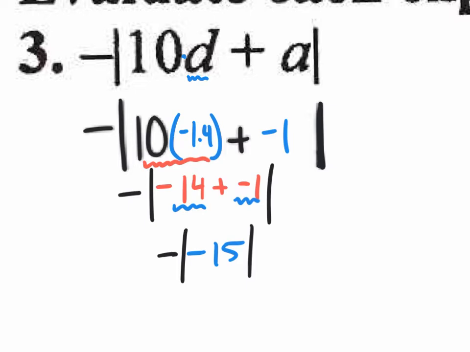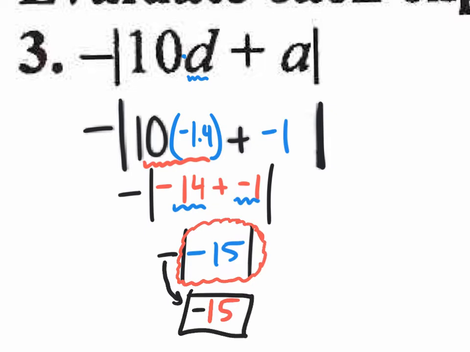Please do not make the mistake of changing these guys to positive. That would be incorrect. Remember, absolute values are kind of like parentheses. You do what you can in there, and you can actually do the absolute value of negative 15. The absolute value of negative 15 is positive 15. And the negative sign that's out here in the front, that's just going to come down, and that will be part of your answer. So your answer is negative 15. That's number 3.